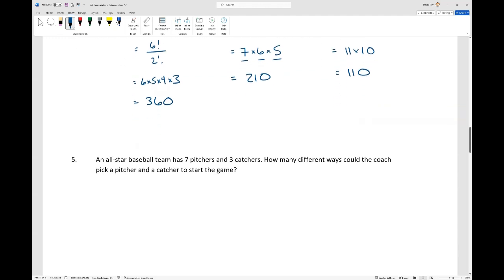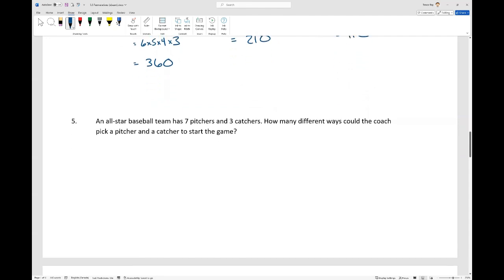Okay, example 5. An all-star baseball team has 7 pitchers and 3 catchers. How many different ways could a coach pick a pitcher and a catcher to start the game? All right, now, before you give this one too much thought, I'm going to show you what I see commonly in this lesson from my in-class version of the course.